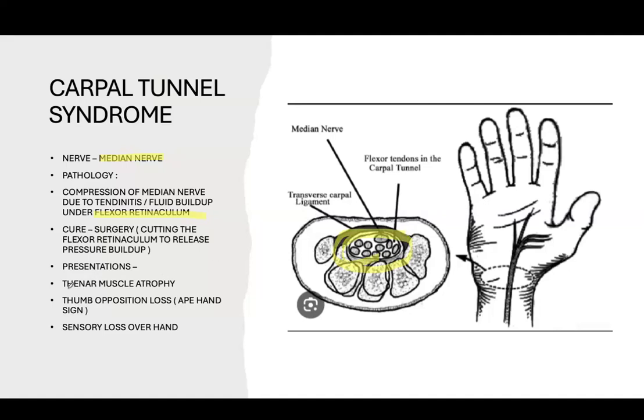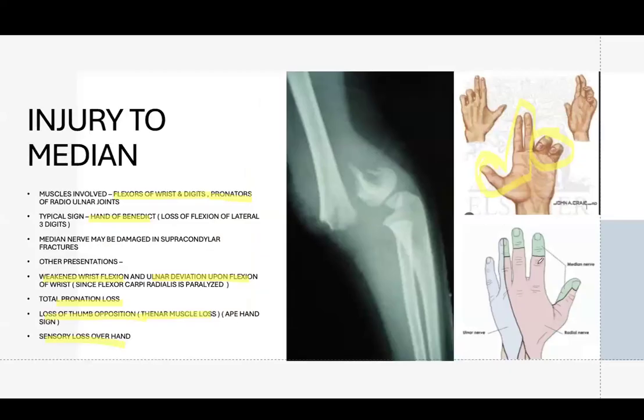If it's a severe case and if it's been going on for a long time, you would have thenar muscle atrophy because the median nerve supplies the thenars. Thumb opposition loss again because the thenars are responsible for all thumb functions, and then sensory loss over the hand in this pattern.